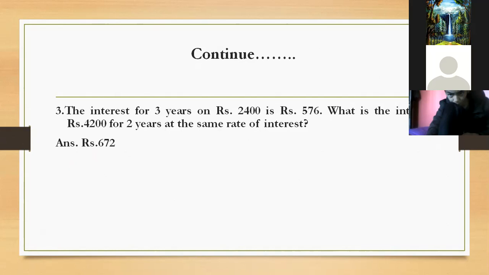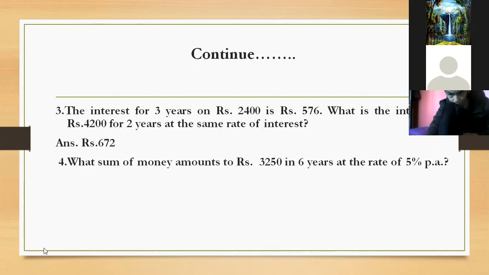Now, look, question number 4. In number 4, the given amount is what? Amount is 3,250. Time is? In 6 years. Rate of interest is 5% per annum. What is asked to find here? Principal. Okay, let's find out.